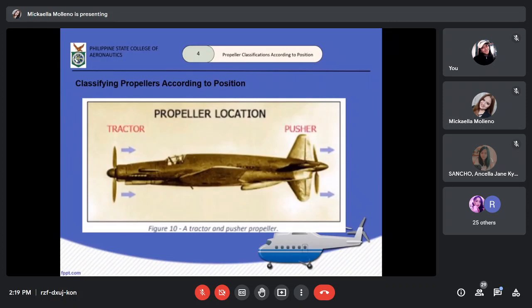So when it comes to the quality of the air passing through the propeller, which is better, tractor or pusher? So it is tractor. It experiences lower stresses because it rotates in relatively undisturbed air. Kasi nga, unlike the pusher type, walang parts ng aircraft na madadaanan yung air as it goes sa ating propeller, thus affecting yung ating quality ng airflow.